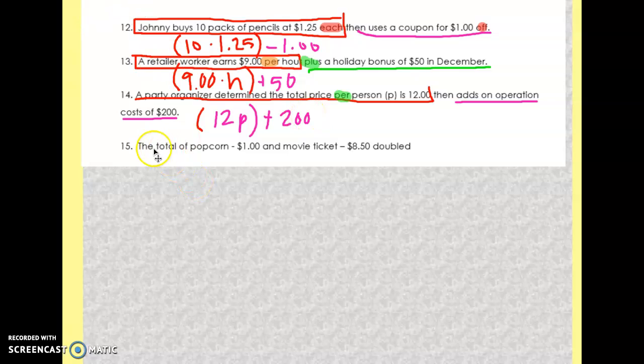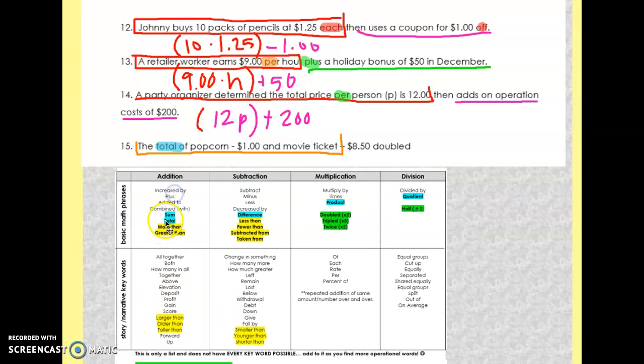All right, the last part. The total of popcorn, which is $1, and a movie ticket, $8.50, is doubled. So let's say you and a friend are going. We need to have that cost doubled. So the first part, again, says the total of popcorn and a movie ticket. Total, we know, is one of those keywords that signify that we need parentheses. If I looked at my chart, total means I need parentheses. And I need parentheses because there's also another action coming up.